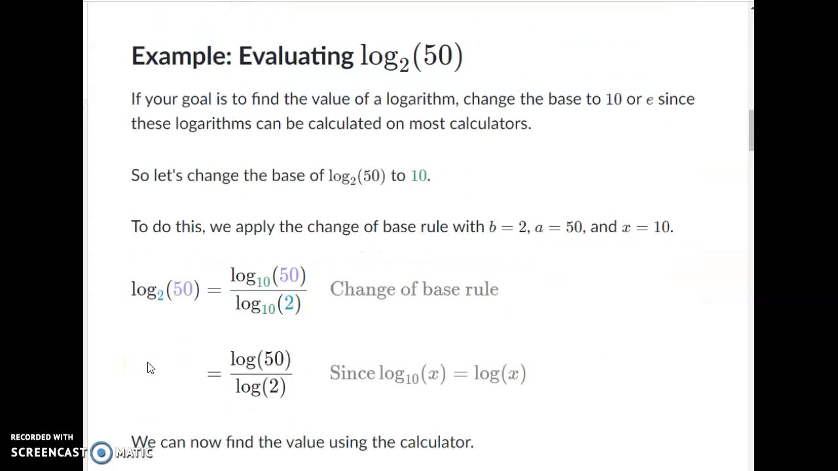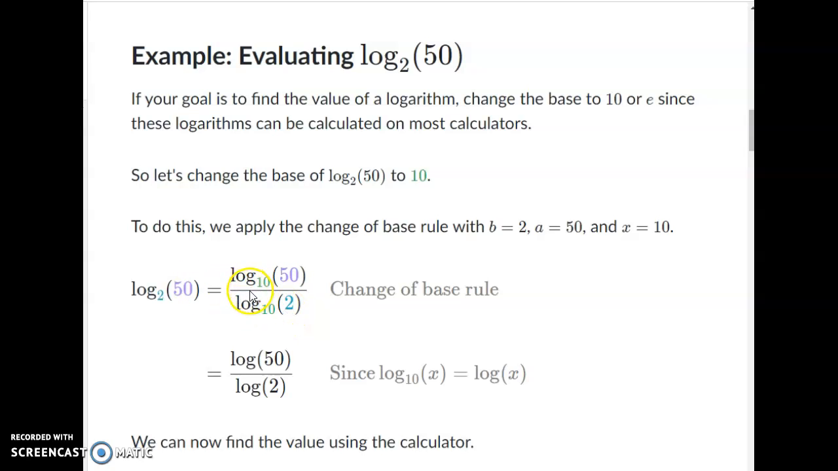So as previously mentioned, to evaluate log base 2 of 50 with a calculator, using a base of 10 or a base of e will enable us to find this value on a calculator. So we're going to change log base 2 of 50 to base 10. In order to do this, we're going to apply the change of base rule, where b is equal to 2, a is equal to 50, and x is equal to 10. So applying the change of base rule, the log base 2 of 50 would equal the log base 10 of 50 divided by the log base 10 of 2.